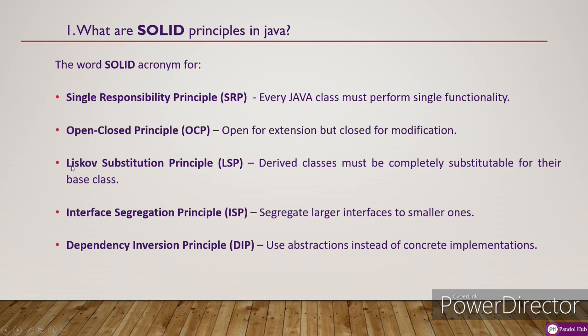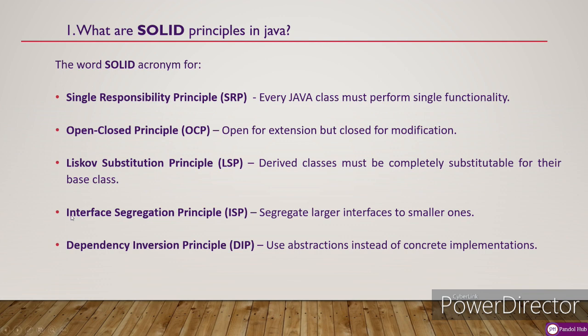Next, going on with L, which is the Liskov substitution principle. This says derived classes must be completely substitutable for their base classes. For example, you have a parent class A and a child class derived from A, which can be B. In this case, the principle says the derived class B should be completely able to substitute the parent class A without affecting the program behavior.